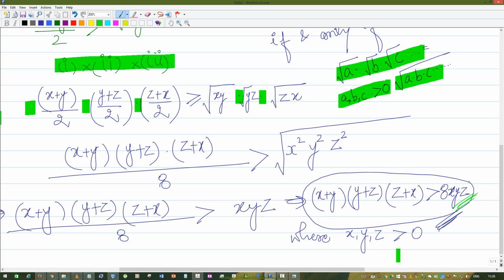So that completes our proof, as well as a very good application of arithmetic mean is greater than geometric mean. In future we will solve many more questions upon these inequalities.